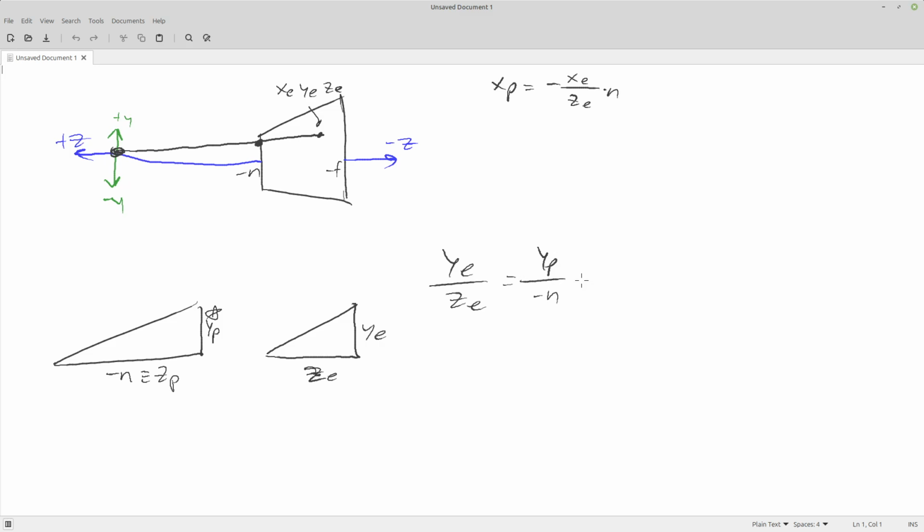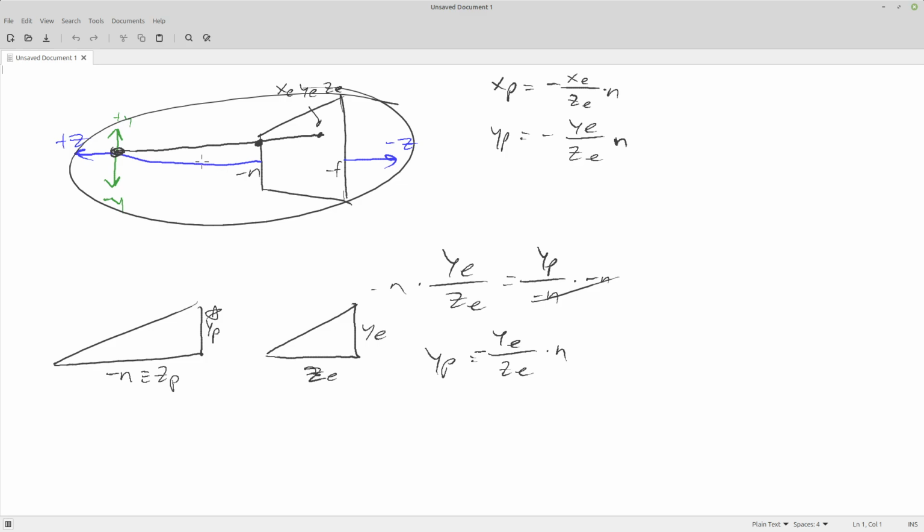Cross multiply. Multiply by negative n to get it out of this side. y sub p equals y sub e over z sub e times n. I can move the negative over here. I say "again" a lot, don't I? y sub p. This looks very similar to the other one. It's just instead of x, it's y, and so on and so forth. So that's some information that we now have as far as the overall intuitive context of this whole process, I guess you could call it.